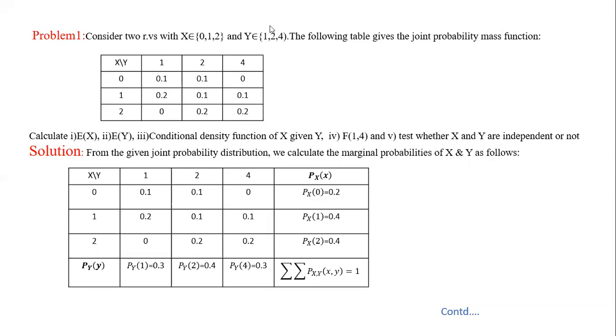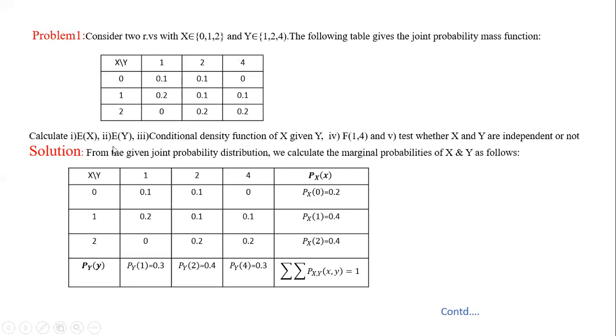Consider two random variables X and Y, where x belongs to 0, 1, 2 and y belongs to 1, 2, 4. The following table gives the joint probability mass function. So x values are 0, 1, 2, y values are 1, 2, 4, and the table entries are 0.1, 0.1, 0, then 0.2, 0.1, 0.1, then 0, 0.2, 0.2.